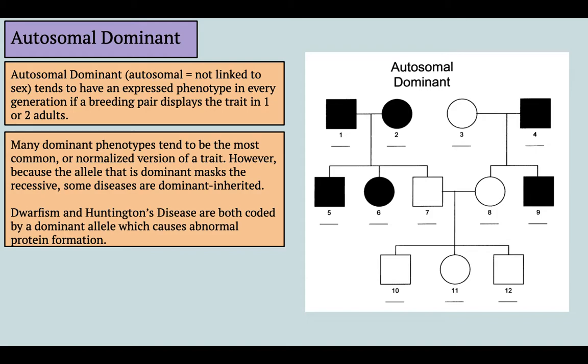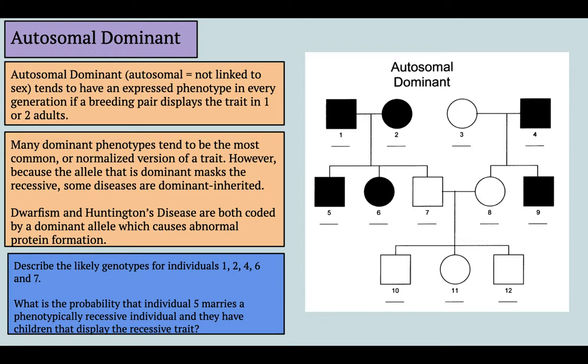However, because the concept of a dominant allele means that one version of the gene makes the other gene that you inherit from your mom or dad irrelevant, there are some diseases that are dominantly inherited. Dwarfism and Huntington's disease are both genetic disorders that are coded by a dominant allele, which means that if you inherit one dominant allele for Huntington's or dwarfism, you will express both of those phenotypes. Huntington's disease is a neurodegenerative disease in which, in your mid-30s, your body basically starts to shut down. And both of these have to do with abnormal protein formation when the genes are expressed.